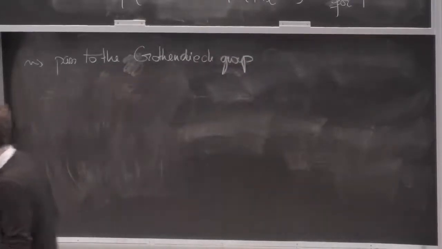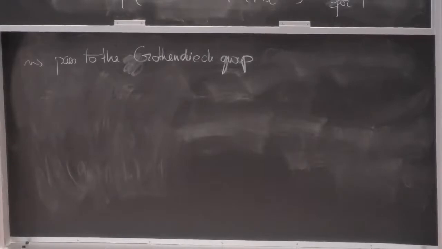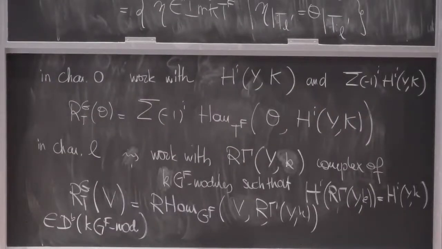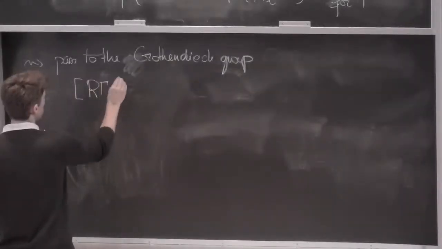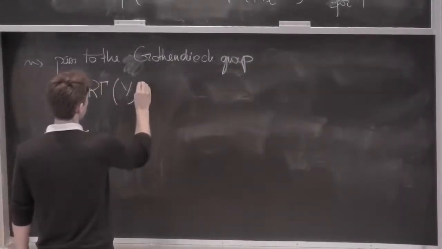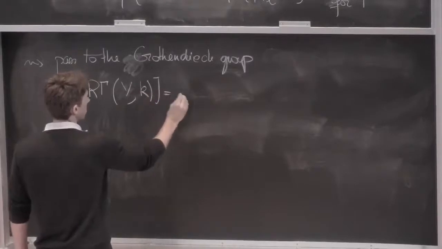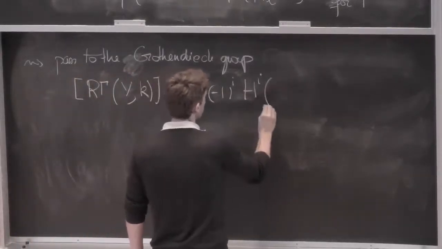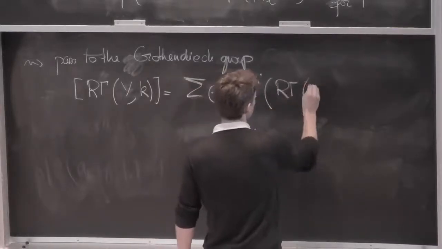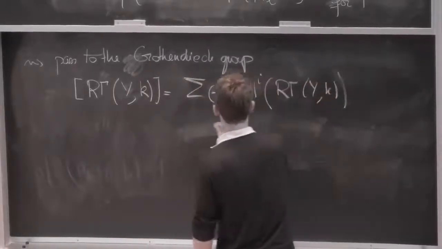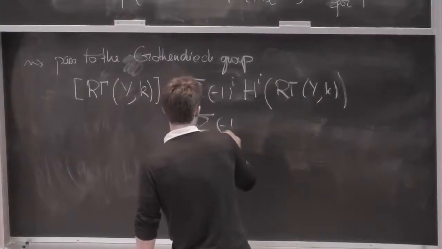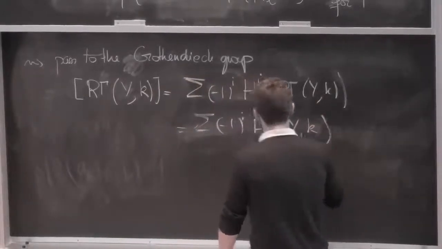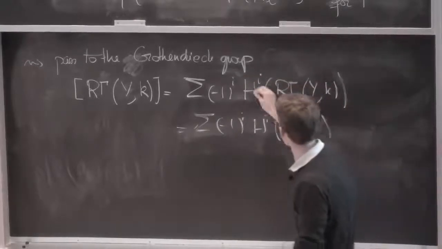And why do we really recover the same construction in characteristic 0? It's because in the Grothendieck group, if you look at the class of the complex, it's actually the same as looking at the alternating sum of the classes of each of its cohomology groups, which is the same as the cohomology of the variety, so the class here.